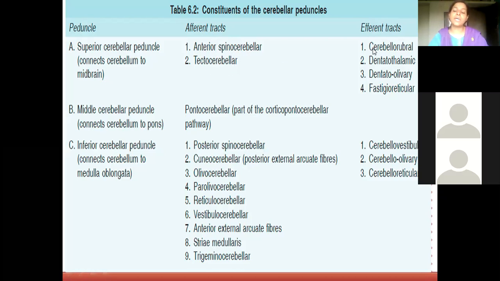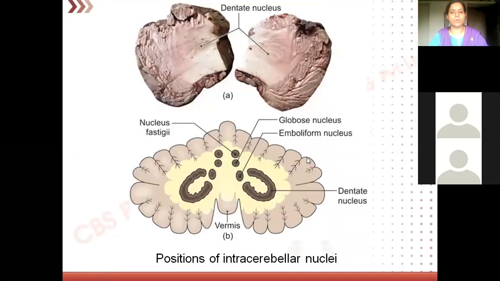Efferents start from the cerebellum. In the cerebellum we have four nuclei also, no, Niharika? What are the four nuclei? I told you there is one code to remember, DEFG. Nuclei of cerebellum: dentate nucleus, emboliform nucleus, fastigial nucleus, and globose nucleus. These are collections of gray matter within the white matter of the cerebellum, like we have basal ganglia for the cerebrum.